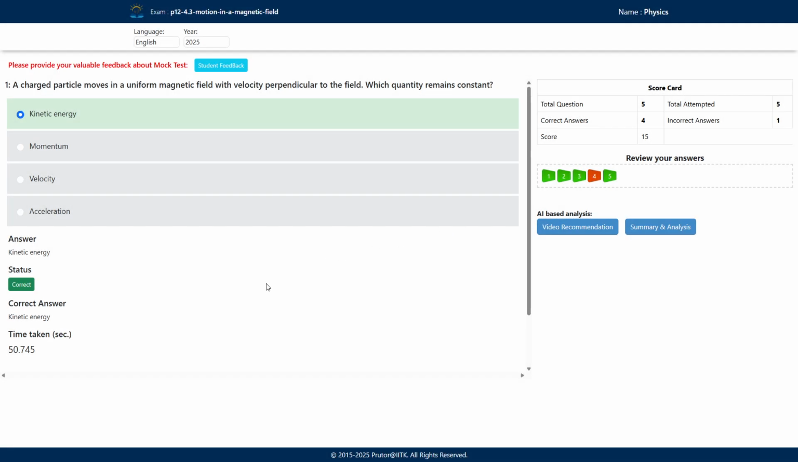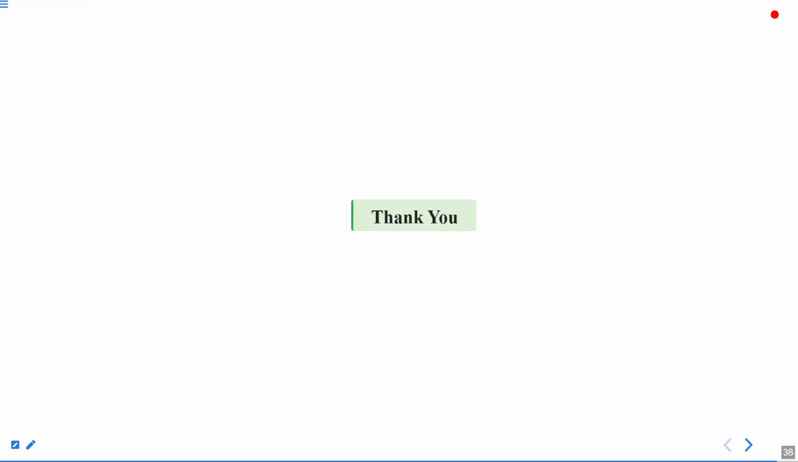So let's see. Fourth question is incorrect. If a charged particle's velocity has a component parallel to the magnetic field, its path is not linear. Its path will be helical.